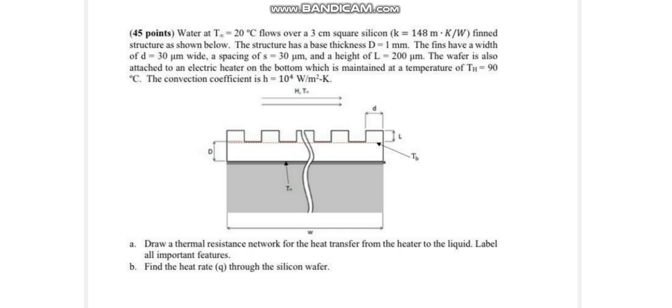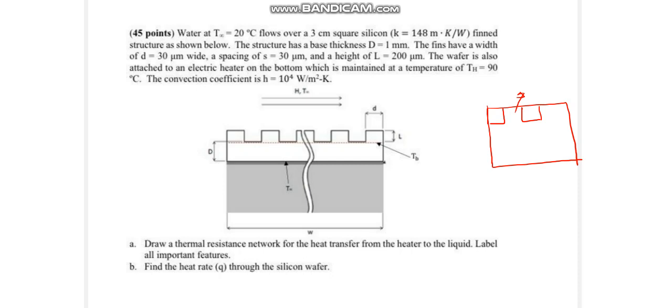Hello friends, here we are having one heat transfer problem in which there is a square plate of silicon material. Over this square plate there are a number of fins attached and water is flowing over these fin surfaces, so that the heat transfer from the fin surfaces and the heat transfer from the unfinned surfaces is due to convective heat transfer taking place at the top surface and at the bottom surface.